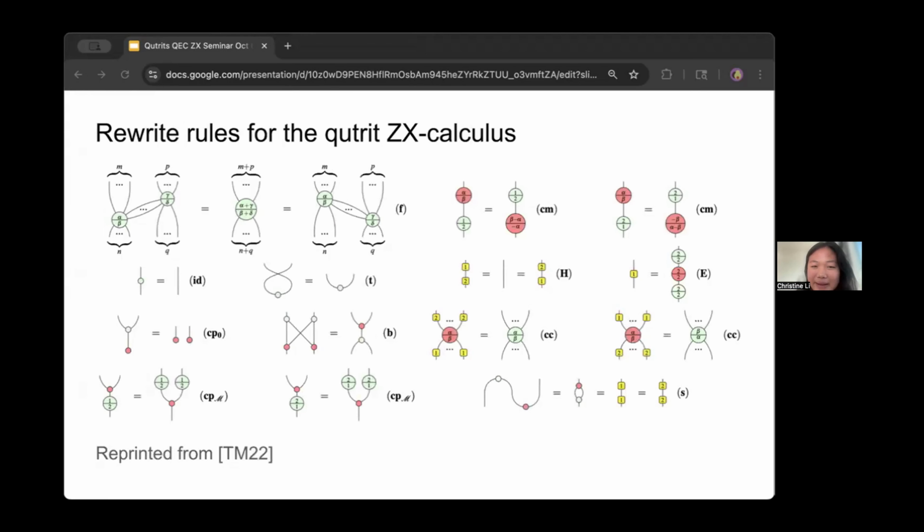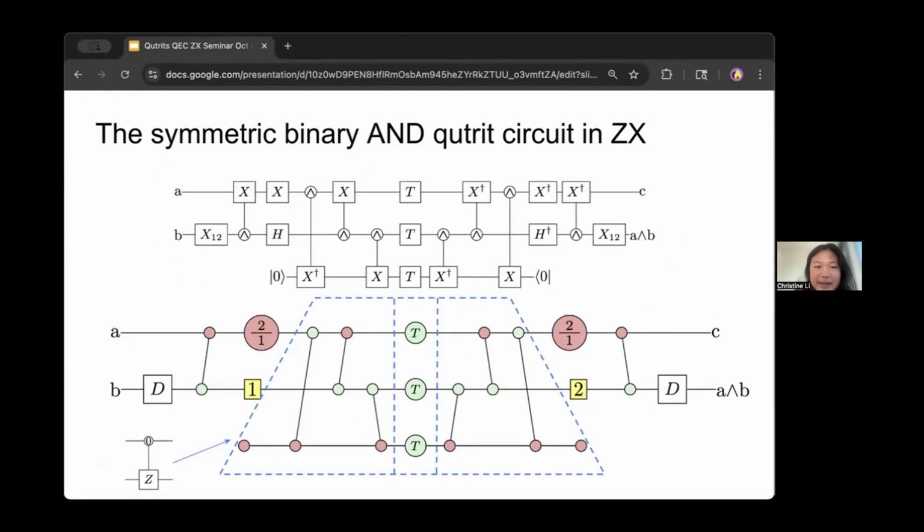Here are the rewrite rules, taken from Townsend-Teague's paper. We'll mainly use fusion and strong complementarity in some of the rewrites here.